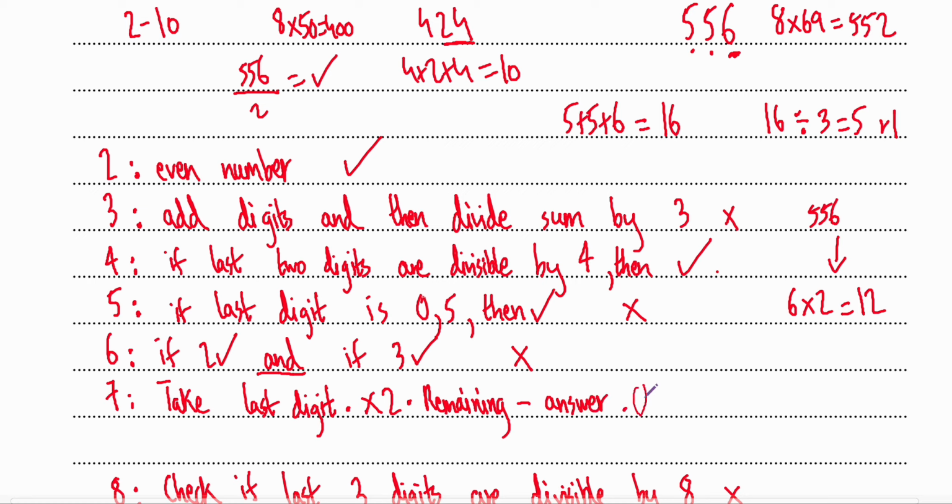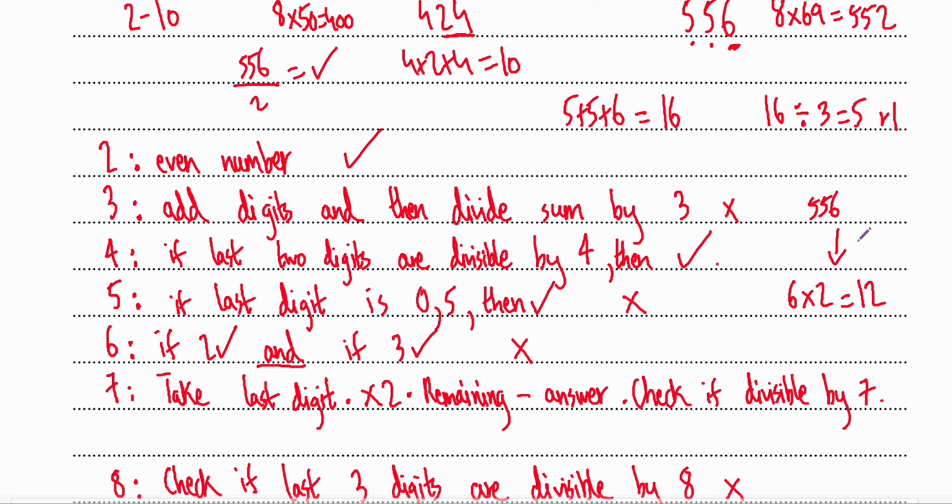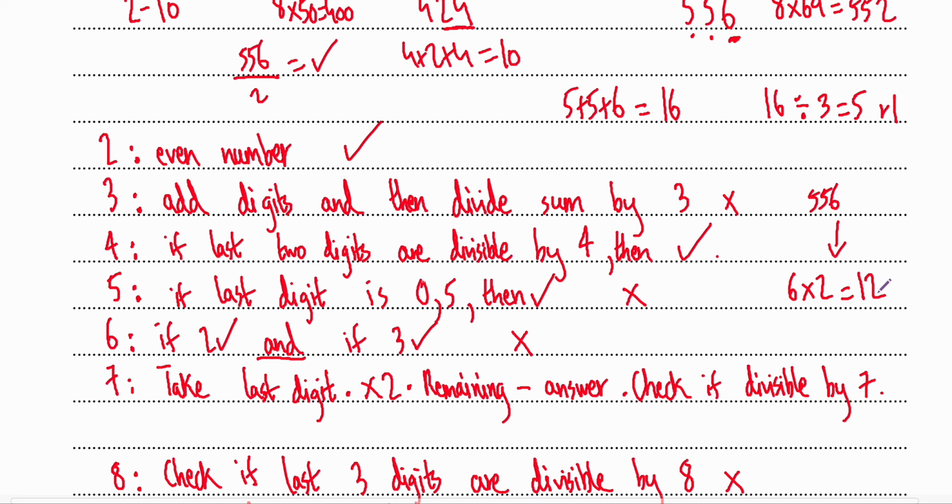And then we check if that's divisible by 7. So how do we do that? Well, we did 556. So we did 6 times 2 is 12. And let's do 55 minus 12. So 55 minus 12 is going to give you 43. And now 43 is not divisible by 7 because we know 7 times 5 is 35, 7 times 6 is 42, 7 times 7 is 49. So this is not divisible by 7.